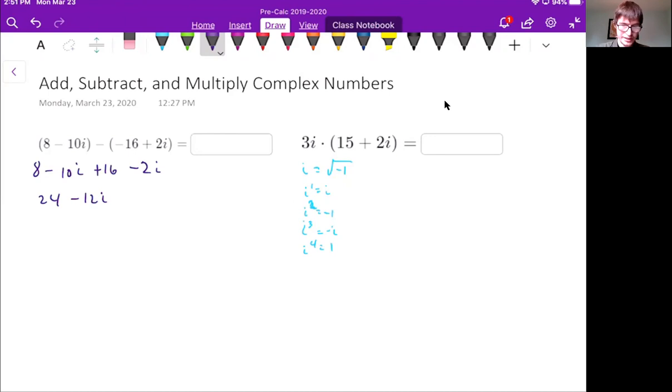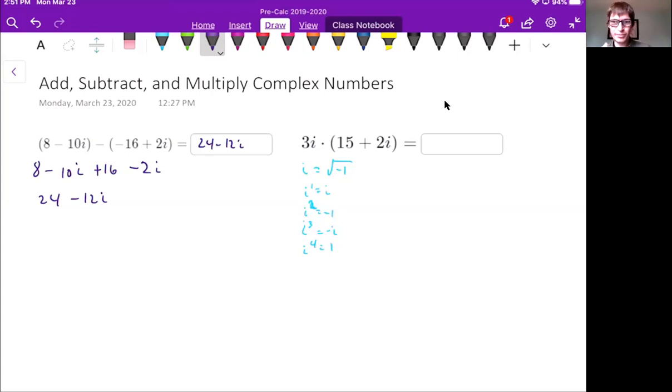And i really just gets treated right now like a variable. It just looks and acts and tastes like a variable. Even though it really is just the square root of -1, that's how we're treating it at this moment, and it works out just fine. So we get 24 minus 12i. And that's it. Easy peasy. That's all we have to do.